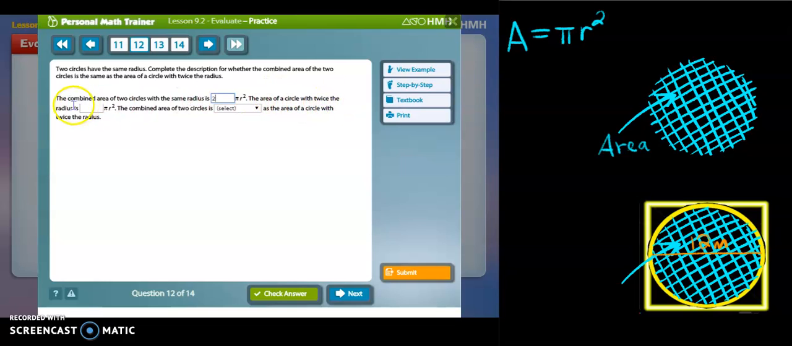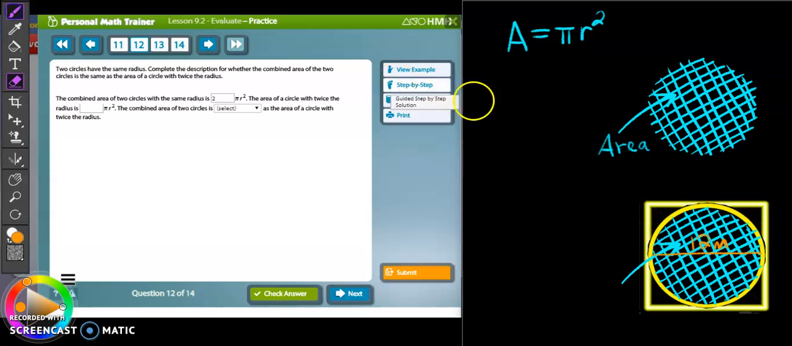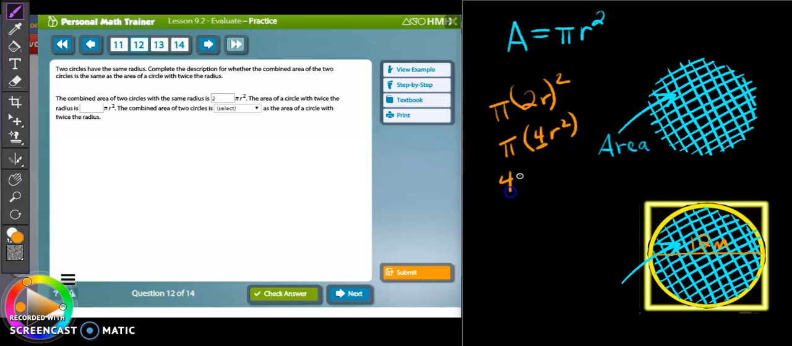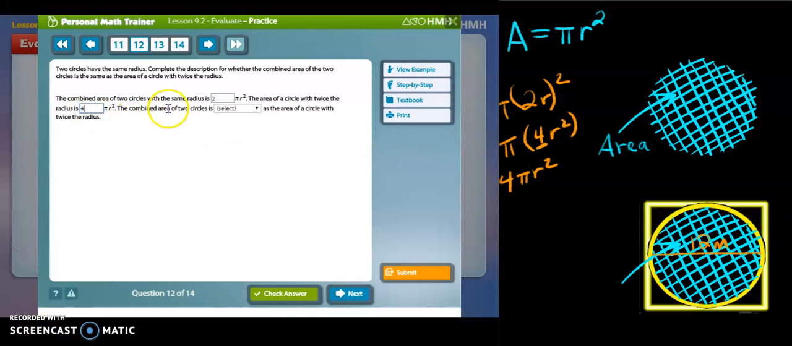The area of a circle with twice the radius is a little different. If you double the radius and then square it, I can show you over here real quick. If I had pi, I double my radius and then square it, what's going to end up happening is we're going to have pi, we're going to have a 4, and we're going to have an r squared. So really this is 4 pi r squared. It's a little different. It's going to be a 4. So the combined area of the two circles is not the same, because you only multiply by 2, as the area of the circle with twice the radius. So this one was just twice as big. This is going to be 4 times as big because of that little squared symbol.